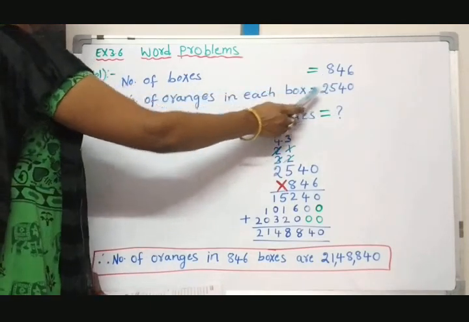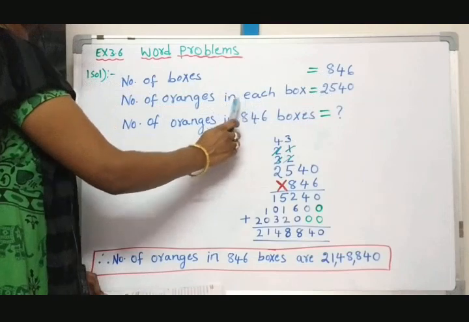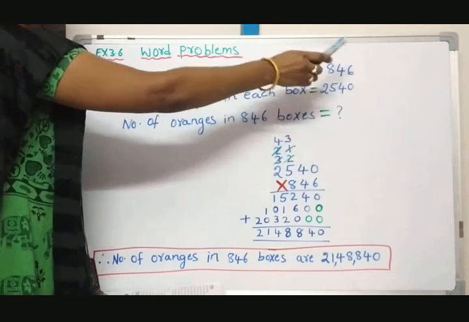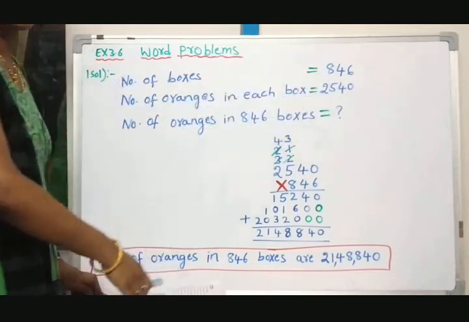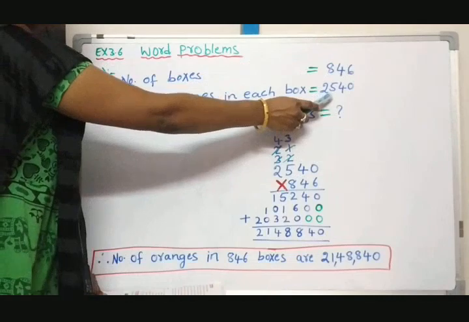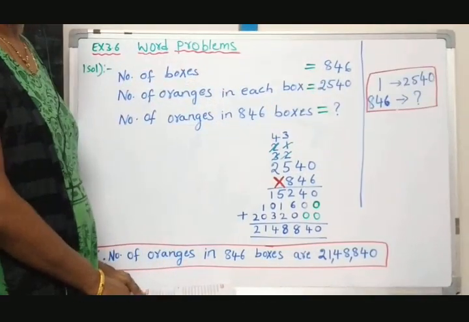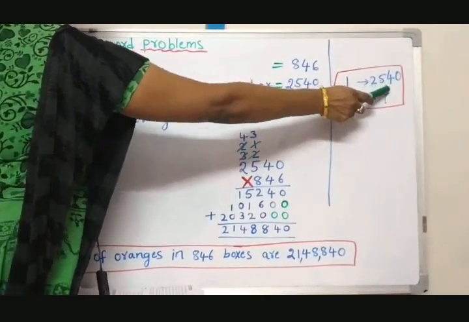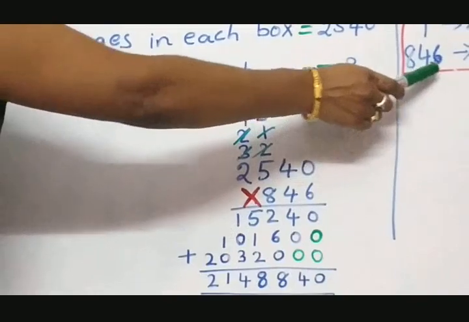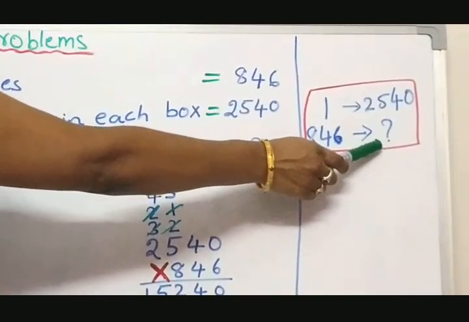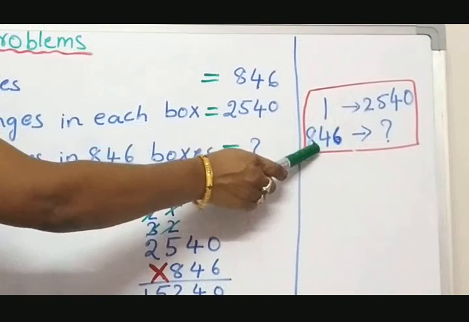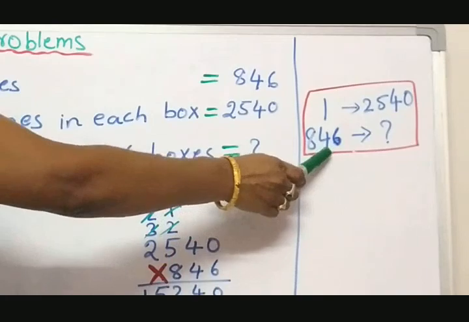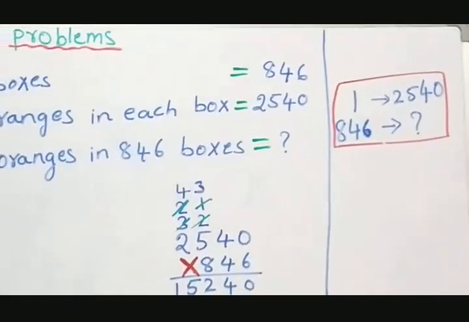So here it is in each. The word each tells in one box there are 2540 oranges. And we have to find out in 846 boxes. So it is one to many. In an easy way, in one box there are 2540 oranges. In 846, how many are there? We need to find out. So one to many. So what is the operation we need to do? Multiplication. So we should multiply 846 with 2540.